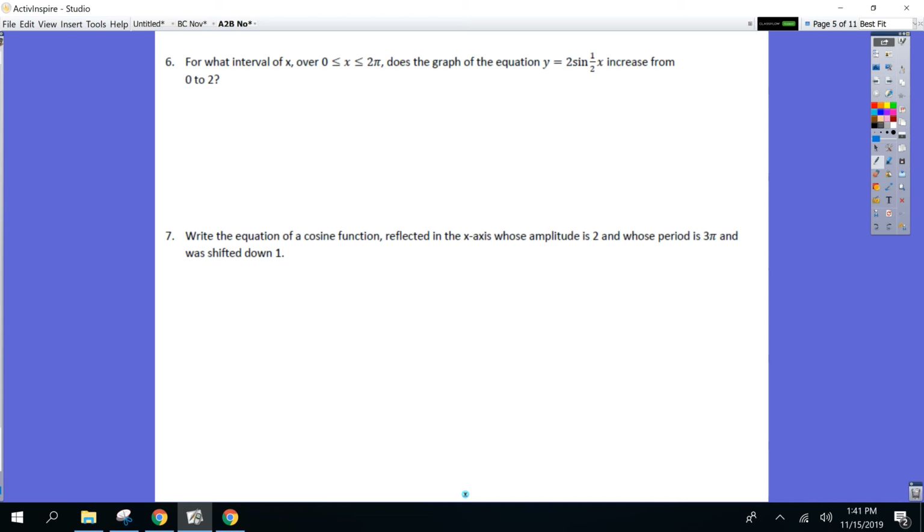Where does this graph increase from 0 to 2? Where on the x-axis? Guess we're going to have to sketch it real quick. You're going to have 4 values on the x. How high is this bad boy going to go? 2, yeah, there's no shift. How low is it going to go? I am going to start at 0. But I need to figure out what my x-axis is going to be. This is what we spent 2 days on before the quiz.